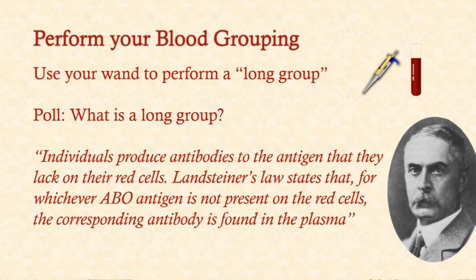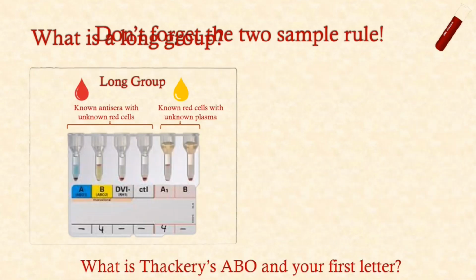I noticed that someone did say that it takes a long time, and it does take longer to do a long group rather than a short group, which again I'll explain. This is a long group. I've just, for representation here, I'm not affiliated with Biomedical or anything, but this is the technology that I used when I worked in the lab, so that's why I've used these cards. So your long group, you look here, you add your red cells into these. These are known anti-sera. So in the first well there, you've got anti-A, then anti-B, anti-D, and then a control just to make sure that your tests work properly.